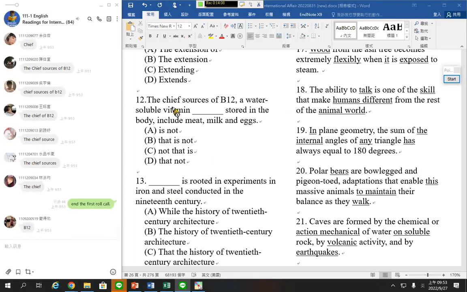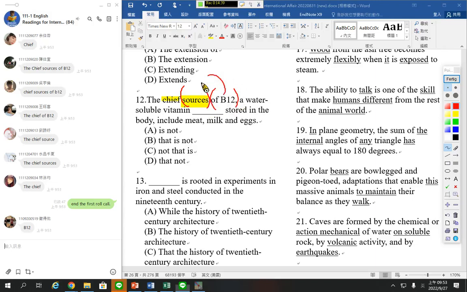Okay. So which one is the subject? Basically, sources. Sources is the subject, not the chief. What kind of sources? Chief sources. So chief is used to modify sources. Which chief sources? The most important word here is sources. What kind of sources? Sources of B12. Of B12 is a prepositional phrase, 介系词片语. A prepositional phrase is used to modify a noun, so it serves as an adjective. So look here, what are the main components for the sentence? Basically, sources and include, verb, and the object, meat, milk, and eggs. So this is the main structure.